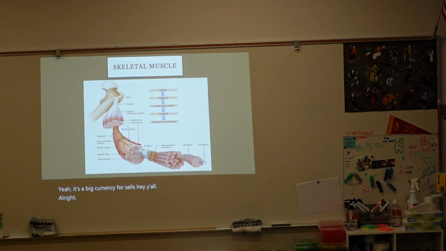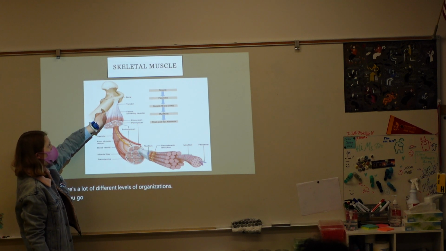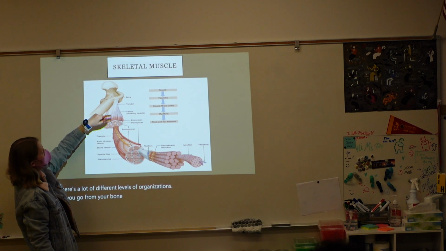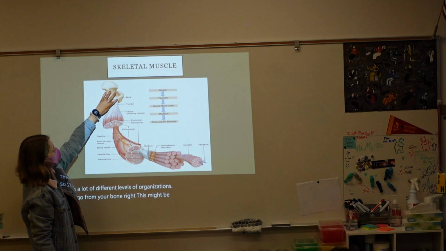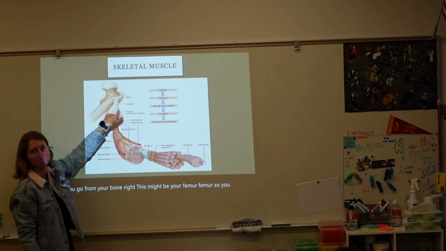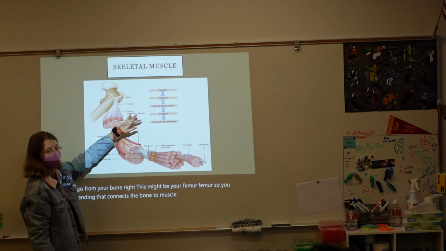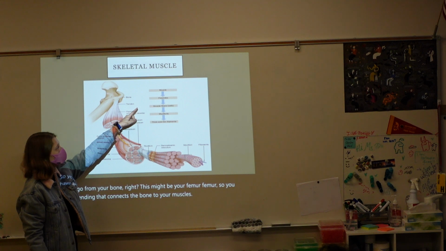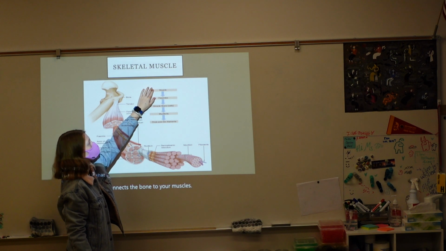So you have a big picture of this in your notes on the next page. This is the structure of our skeletal muscles. Within our muscles, there are a lot of different levels of organization. You go from your bone, this might be your femur. You have a tendon that connects the bone to your muscle. Alright, so this first one is muscle.